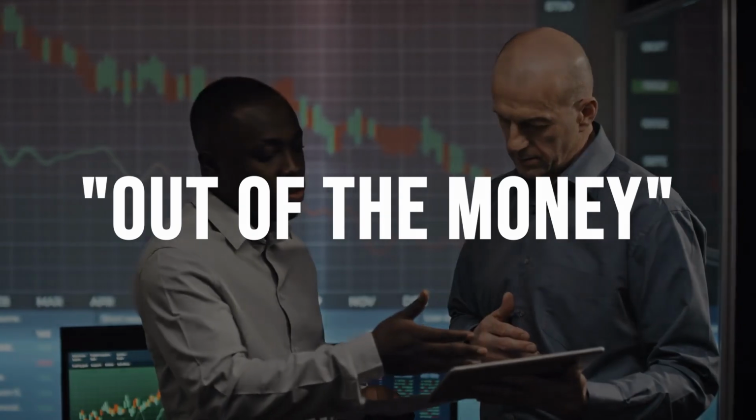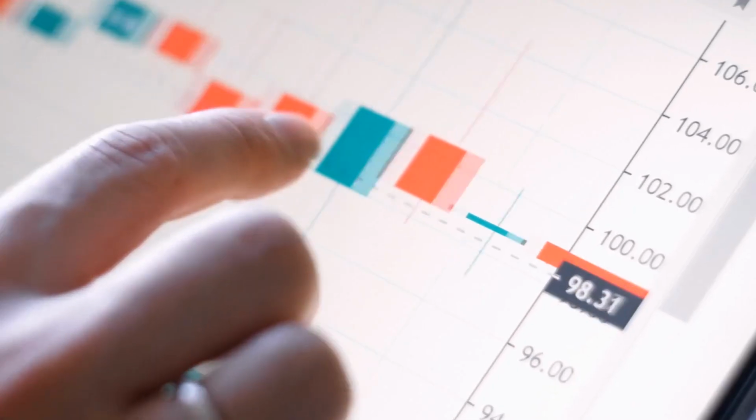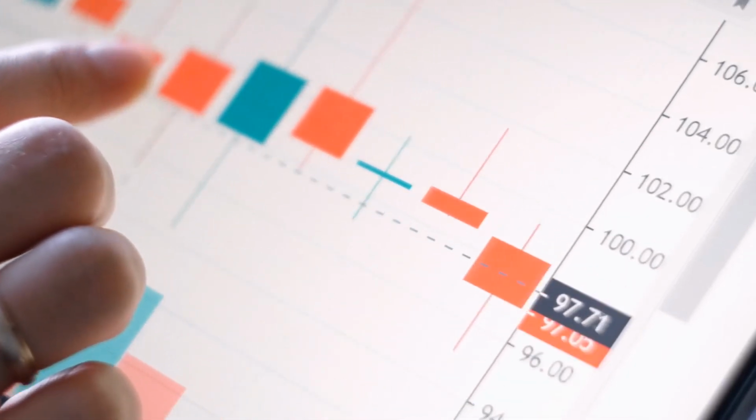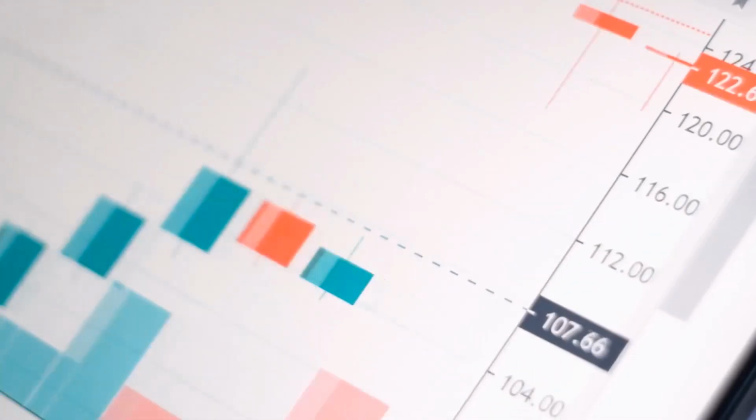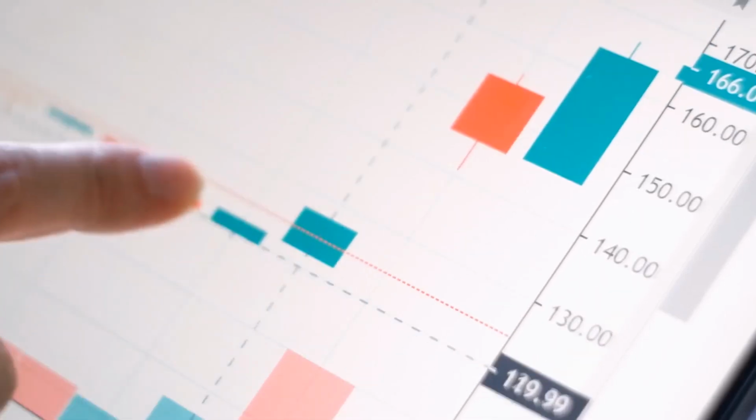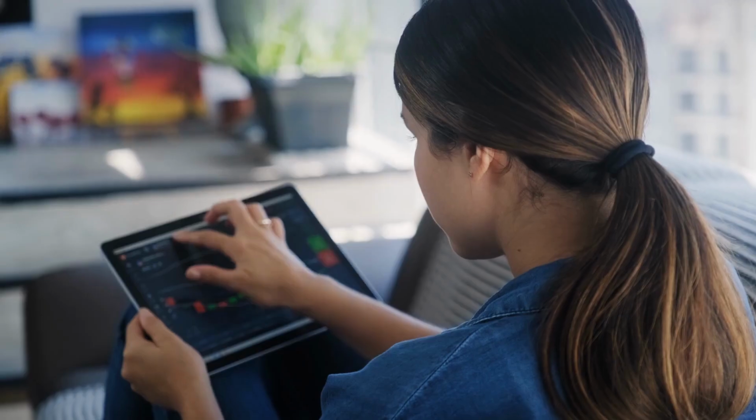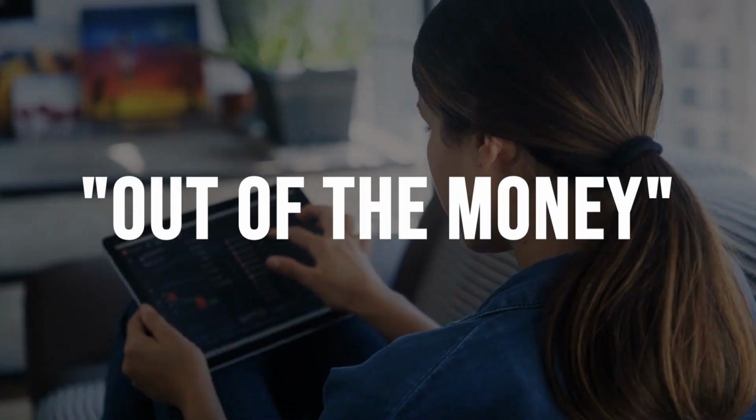In this scenario, we would refer to this option as out of the money. The reason is that the call option strike price is higher than the current stock price, thus not allowing us to purchase the stock at a discounted rate. Once again, we refer to this as out of the money.